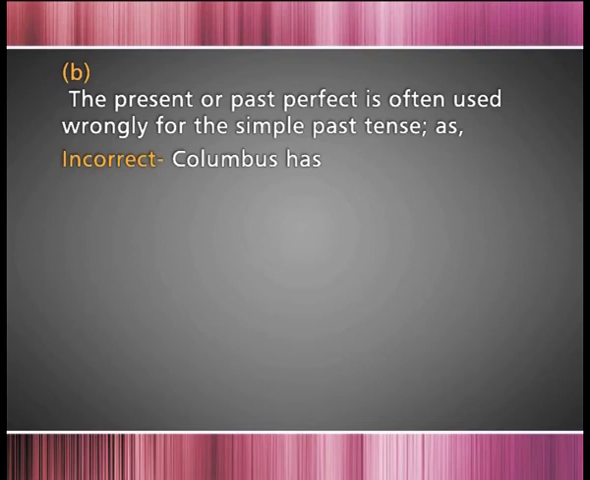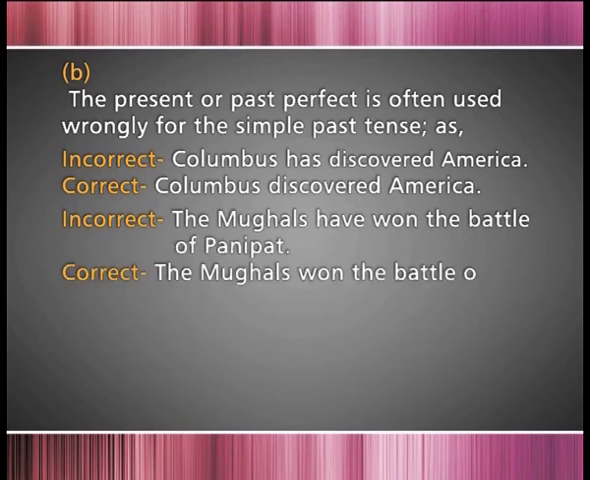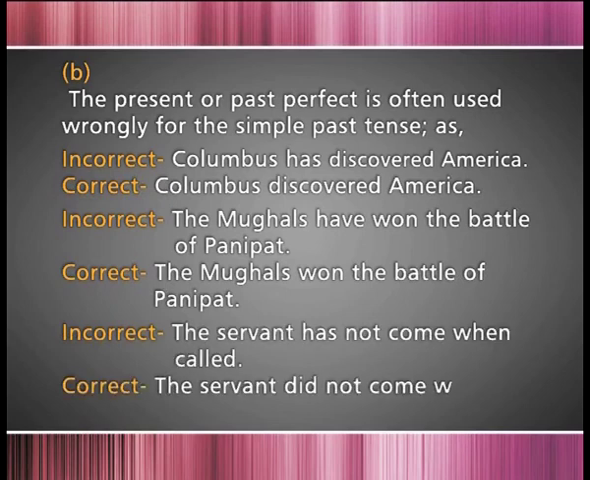B. The present or past perfect is often used wrongly for the simple past tense. Incorrect: Columbus has discovered America. Correct: Columbus discovered America. Incorrect: The Mughals have won the Battle of Panipat. Correct: The Mughals won the Battle of Panipat. Incorrect: The servant has not come when called. Correct: The servant did not come when called.